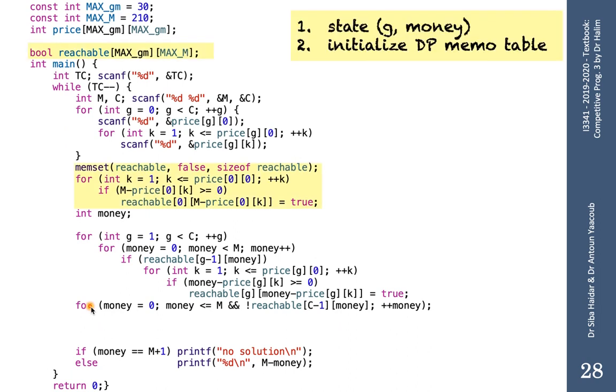And here is the code, and we can see the 3 steps in the bottom-up solution. The first one is you have to define your state. The state is garment, money. The second one is you have to initialize your table, the memo table. So reachable is initialized to false everywhere, except for the base cases. For the garment 0, and for the number of models in this garment, if M minus the price is still positive or at least 0, we set reachable of 0, the garment 0, the amount of remaining money, the second entry, to true.